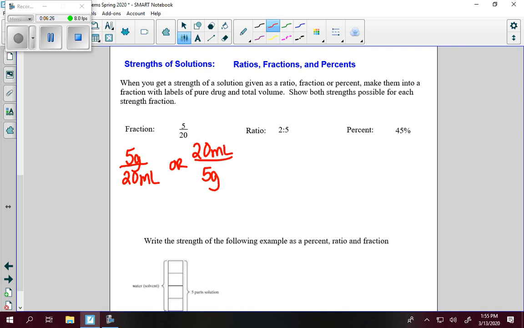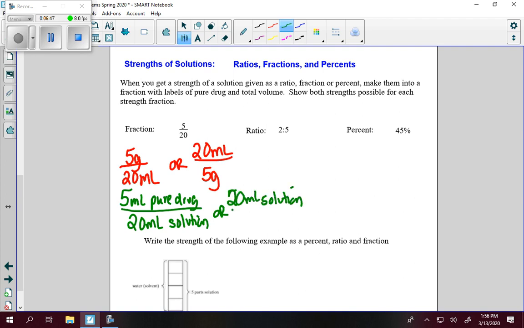Now, if that 5 wasn't in grams, say it was a milliliter of pure drug, then I can also say 5 milliliters of pure drug to 20 milliliters of solution. Or I can say in 20 milliliters of solution, there will be 5 milliliters of pure drug. So for any of these three, whether it be a fraction, a ratio, or a percent, I can represent them with milliliters or with grams of pure drugs. I'm just going to show you the other ones.